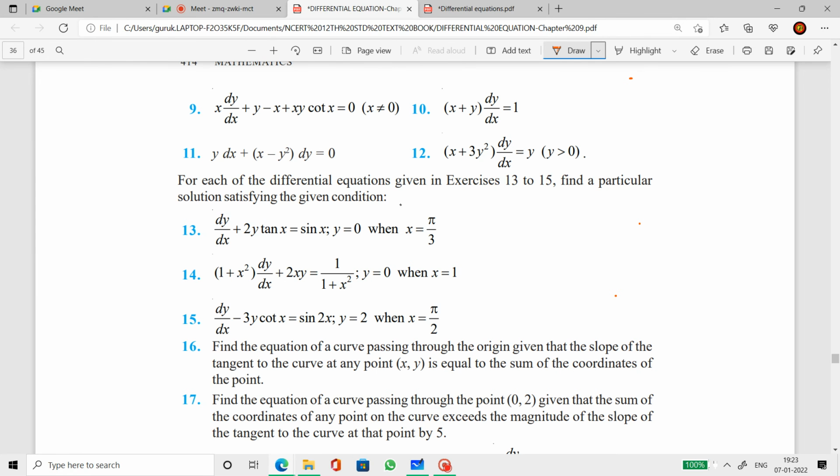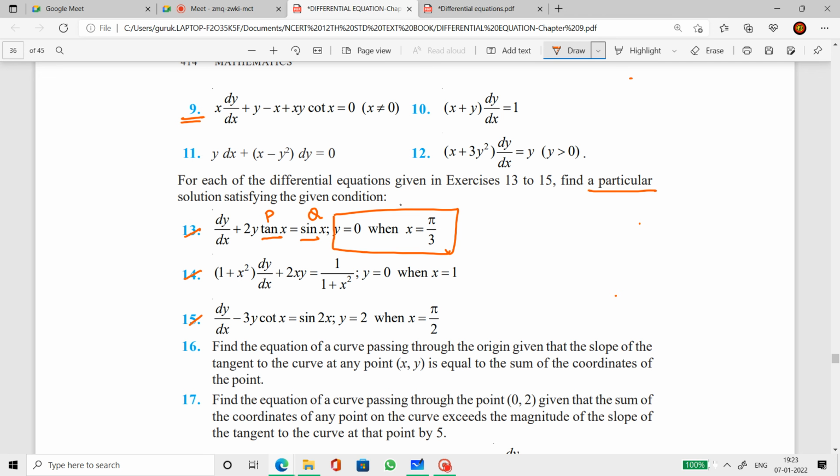Okay, till 9 we finished. 10, 11, 12 are type 2 models. So as of now, I'm not doing that. I'm going to explain 13, 14 and 15, which I'm expecting you all to do on your own. So dy by dx plus 2y tan x equals sin x. This is straight away in standard form. So P is tan x and Q is sin x. So find the integrating factor, then find the general solution. At last, substitute x and y values, find the value of c, put it back into the answer. Then you call that answer the particular solution.